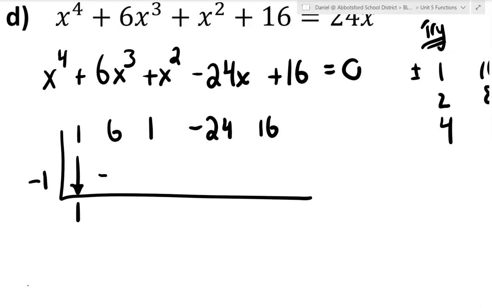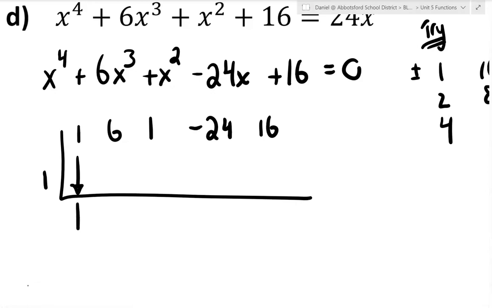So 1 times negative 1 is negative 1. That should be a 5. That should be a negative 5, which is a negative 4, which is a positive 5, which is a negative 19, which is a positive 19, which is definitely not going to get me 0. So I'll just erase that. Try it again. Let's try positive 1.